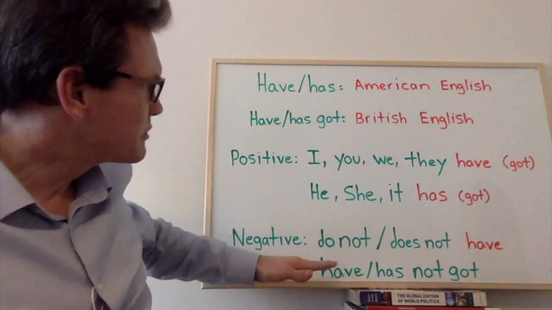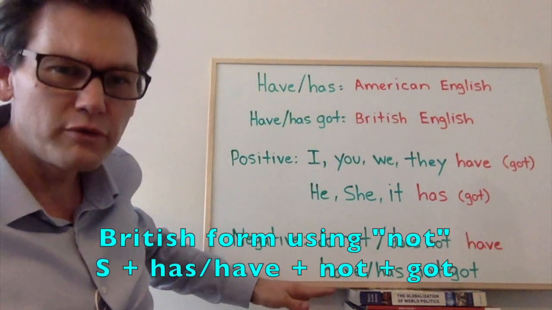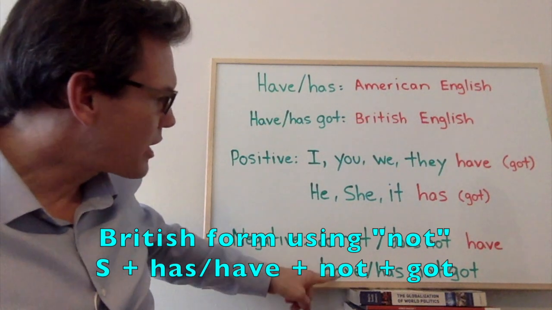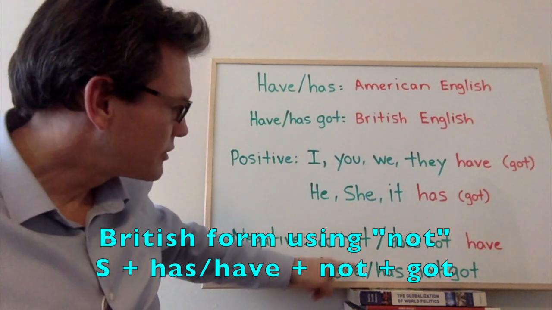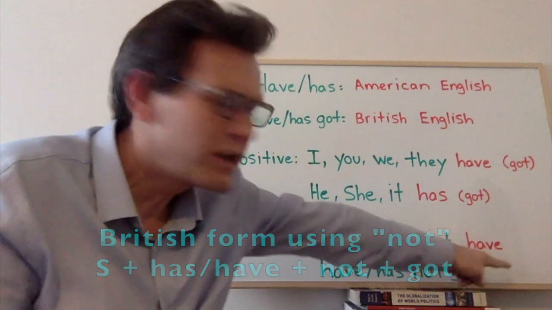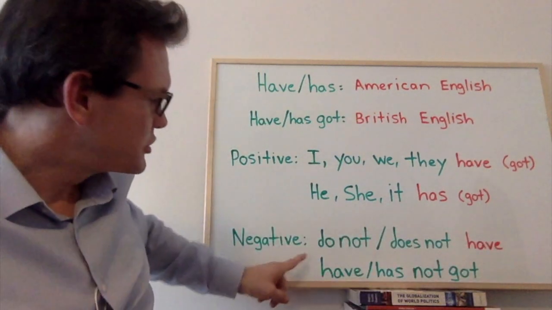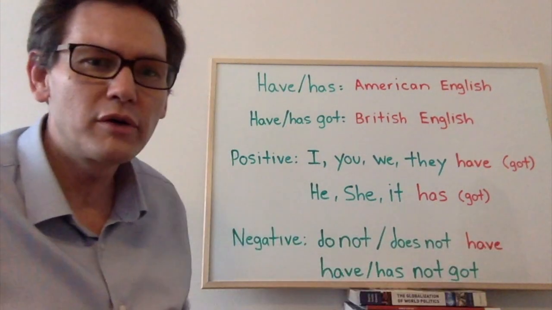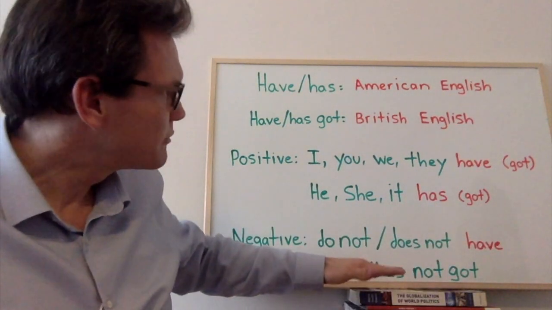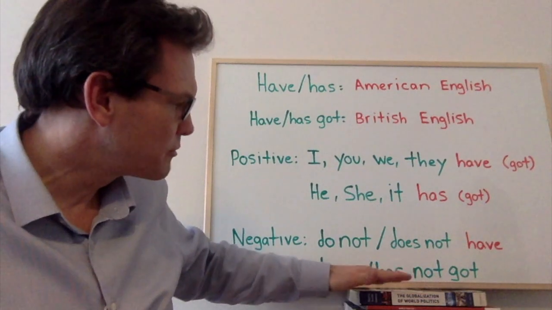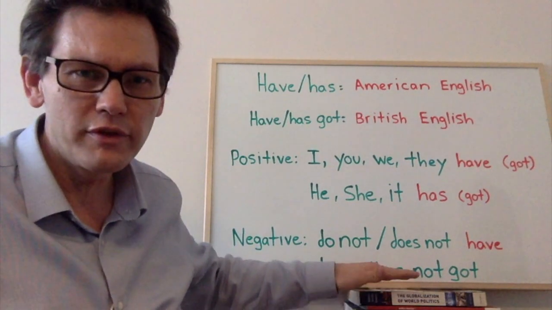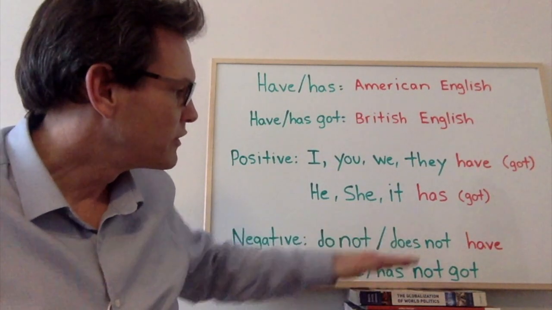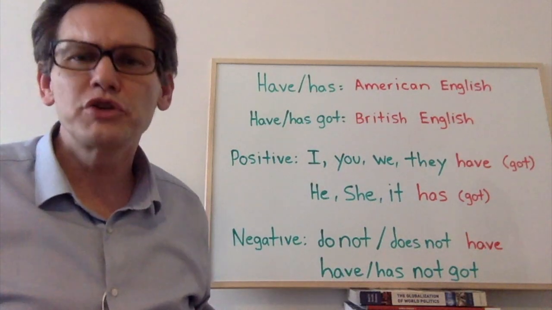For the British form here, it's pretty straightforward. For example, I have not got money. Okay, she has not got money. All right, so the British form on the negative part is a lot easier than using the American one. Okay, let's move on. I'll show you some more examples.